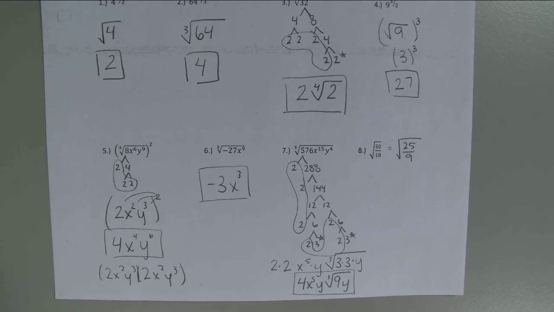So we haven't done anything with the root yet, but now that we've reduced it, what do you notice about both 25 and 9? They're special numbers. Why? They're not prime, they're both perfect squares, right? What's the square root of 25? 5. What's the square root of 9? 3. So originally when you look at 50 and 18, you're like, I don't know what to do with these numbers. But once we broke them down to that, they're both perfect squares.